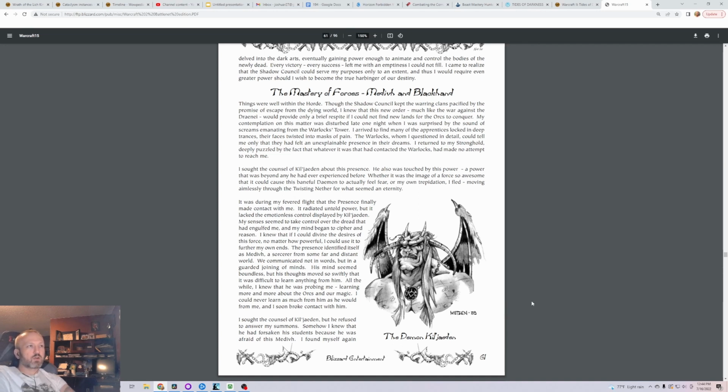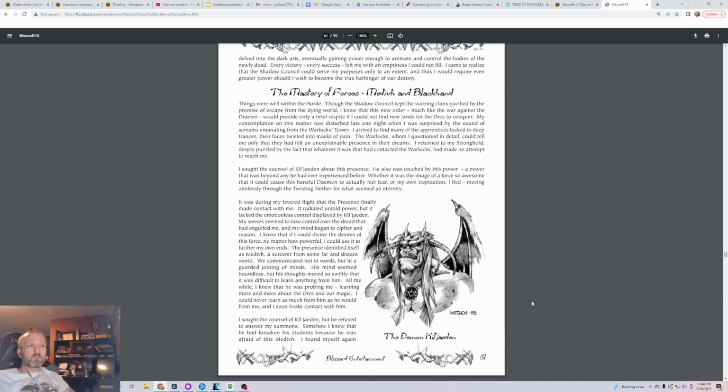I returned to my stronghold, deeply puzzled by the fact that whatever it was that had contacted the warlocks had made no attempt to reach me. I sought the counsel of Kil'jaeden about this presence. He also was touched by this power, a power that was beyond any he had ever experienced before. Whether it was the image of a force so awesome that it could cause this baneful demon to actually feel fear, or my own trepidation, I fled, moving aimlessly through the twisting nether for what seemed an eternity.